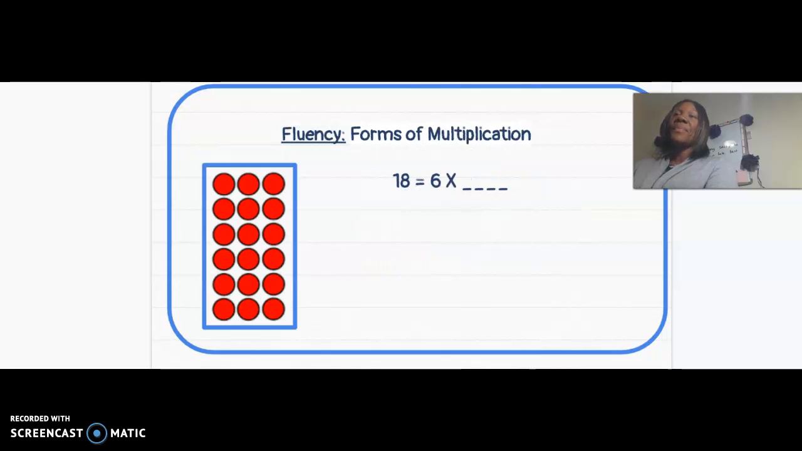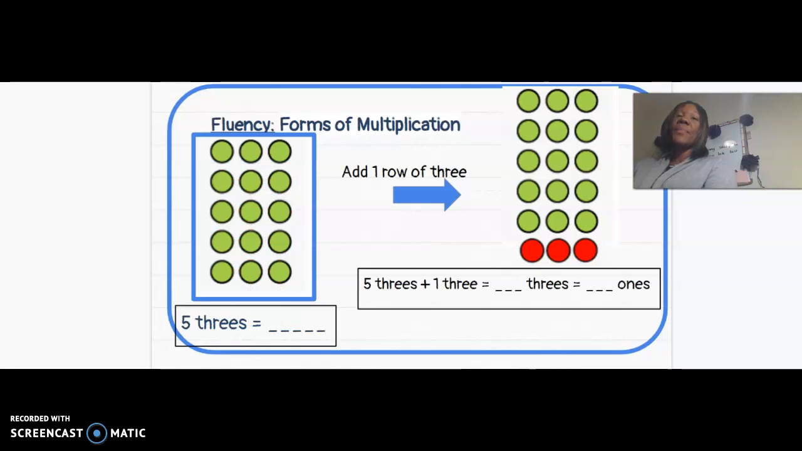Awesome work. Now take a look at this equation and this array. Go ahead and finish the equation. 18 equals 6 times blank. Don't let the 18 equals in the front trick you. Right, the answer is 3.